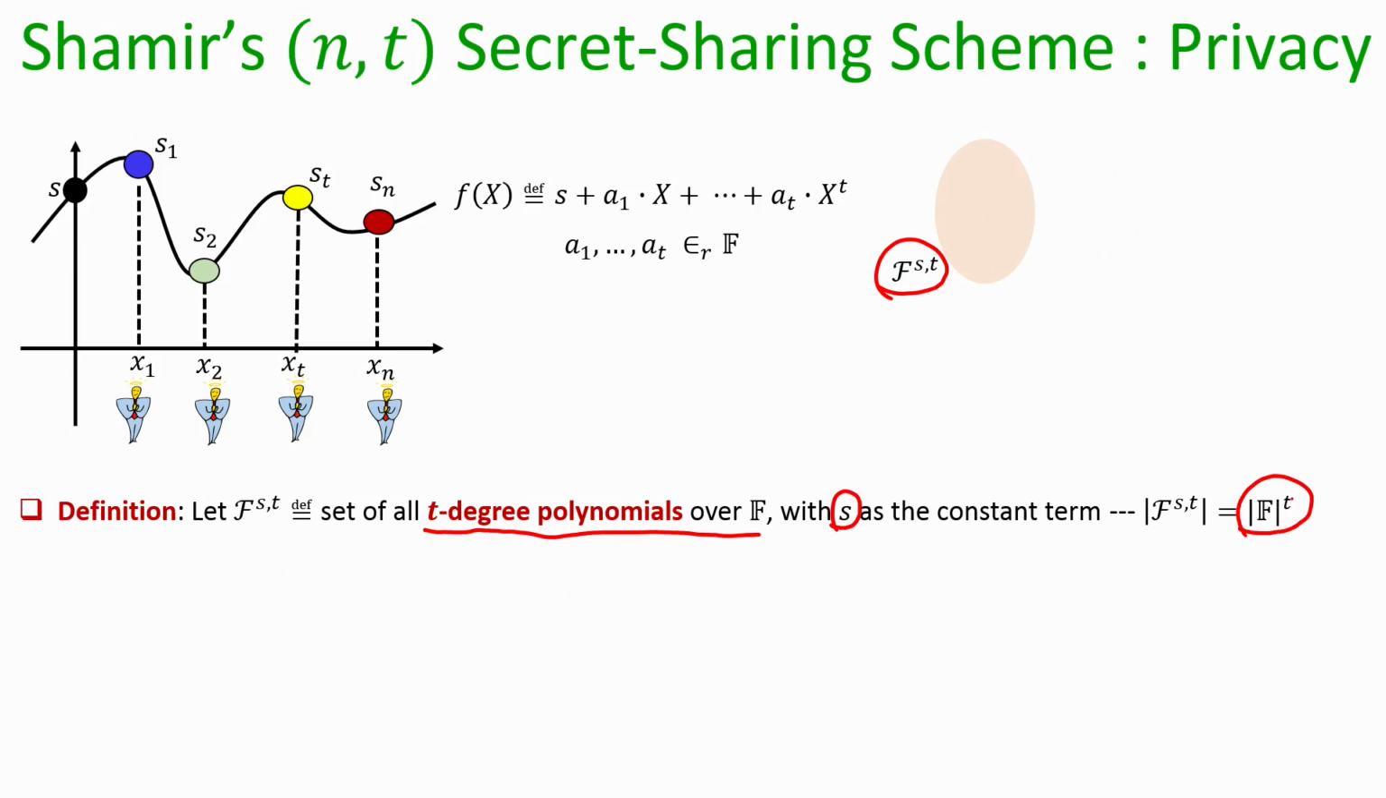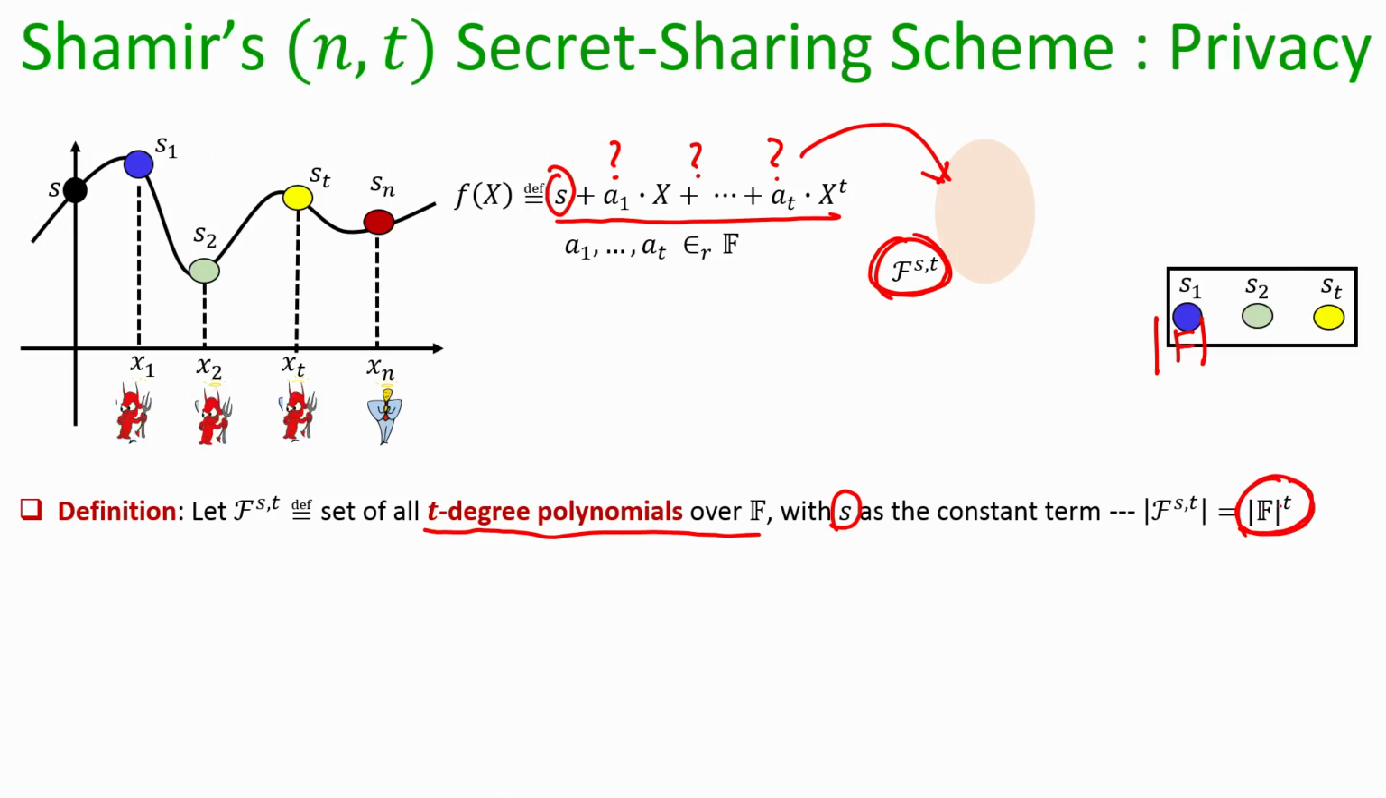This is because any polynomial in this set will be of this form, where the constant term is fixed, but you have the flexibility to choose the remaining t coefficients, and for each of the remaining t coefficients of any polynomial in this set, you have order of field number of options, because they could be any element from the field. So, that is why you can have these many possible polynomials over the field whose constant term is the secret S.